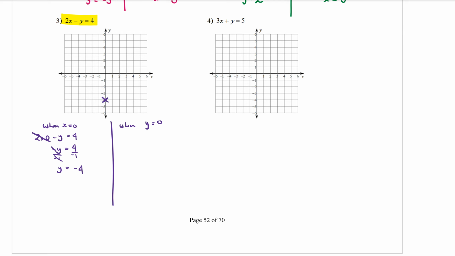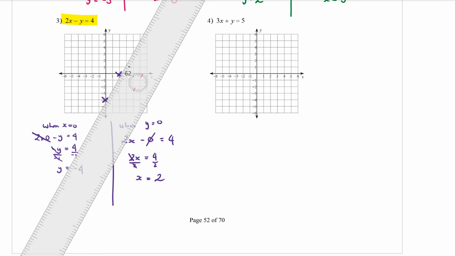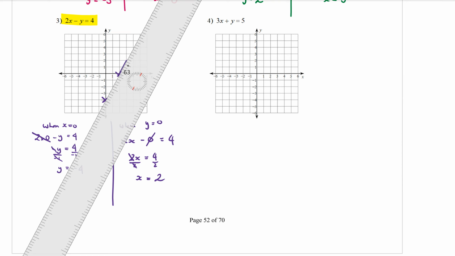Then for the second half of the question, when y equals 0 into my equation, that's 2x minus 0 equals 4. 0 doesn't do anything, cross it out. So I have 2x equals 4. I want to divide by 2 to get rid of that one, and x equals 4 divided by 2, which is 2. So x equals 2 is right there. So I found the two intercepts. I use my ruler to join them up.